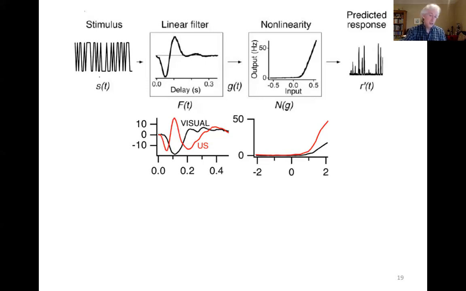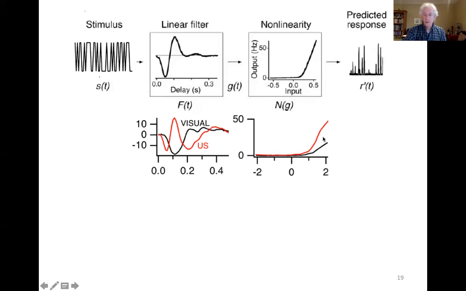It has a different shape. It looks a little bit more what's called differentiating than the more monophasic visual filter. So the time course is different, but the time course of this ultrasound filter shows us that there is a temporal feature that the cell is sensitive to, in this case, a temporal feature of ultrasound.